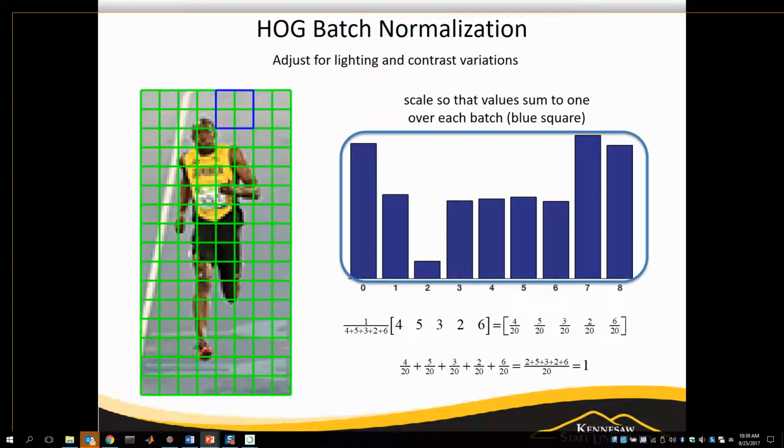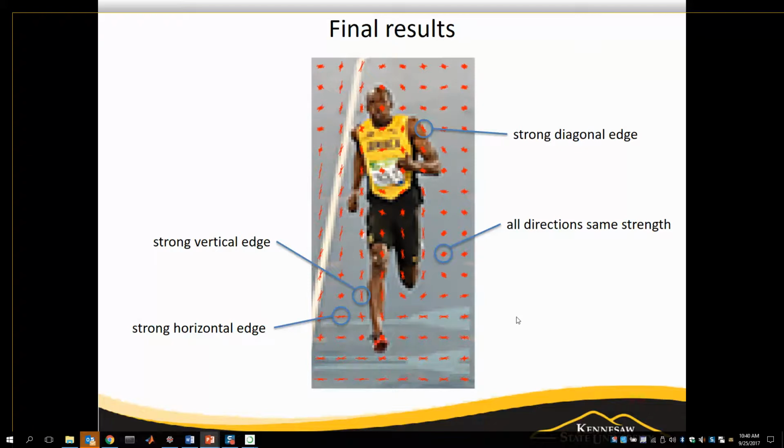Sound familiar? Just like the thing with the probability distribution. We add all of them together and divide by the total amount to get new values that sum to 1. You can add them together and show they do sum to 1. So we normalize over a region so that we can compare apples to apples. Here is a visualization of the results of that.